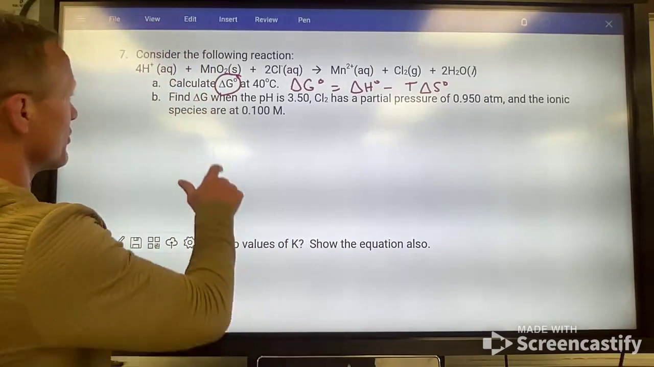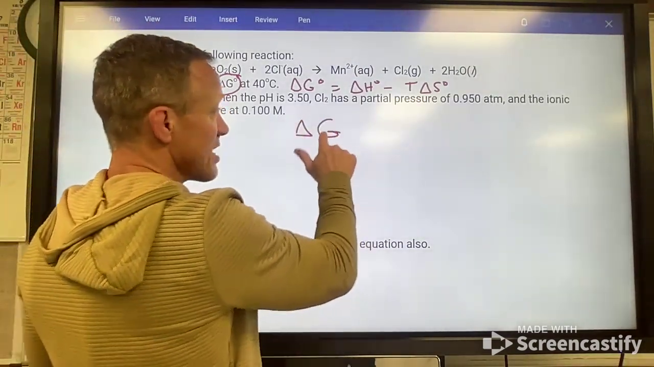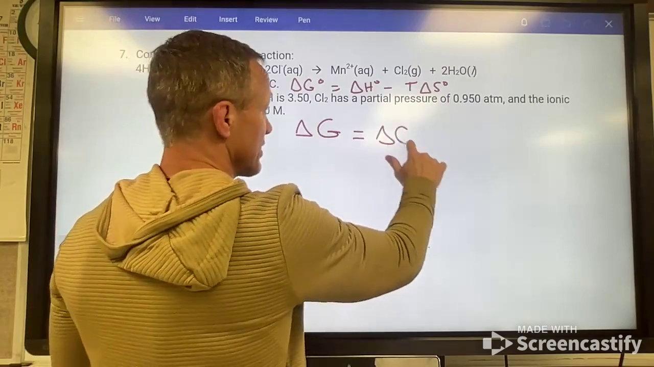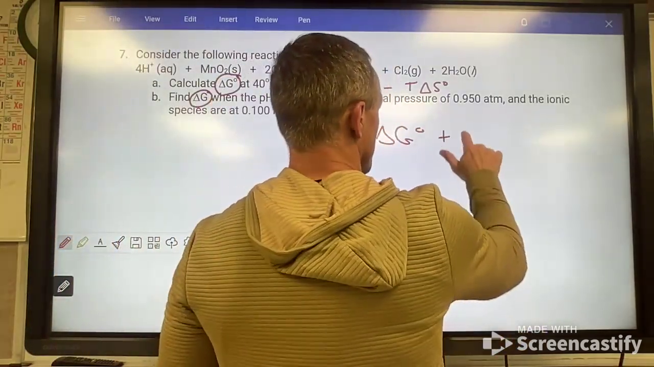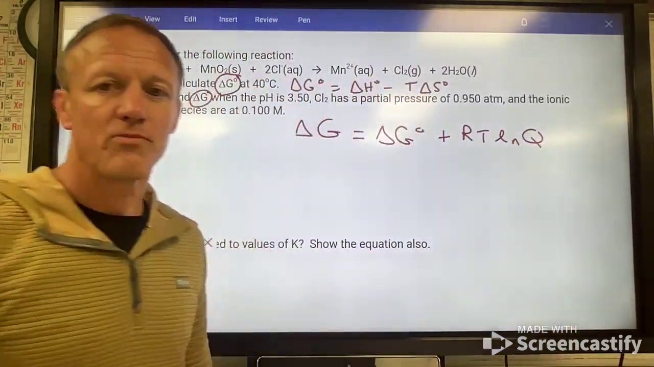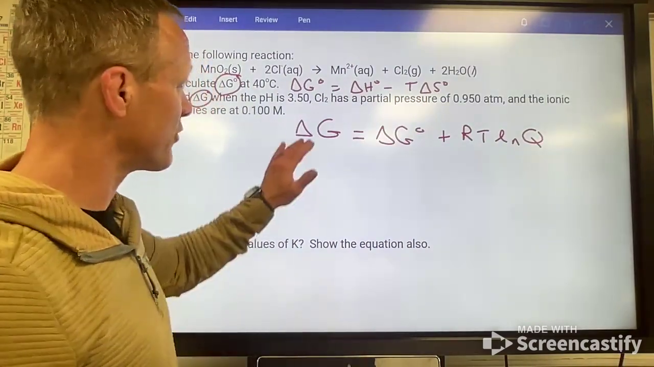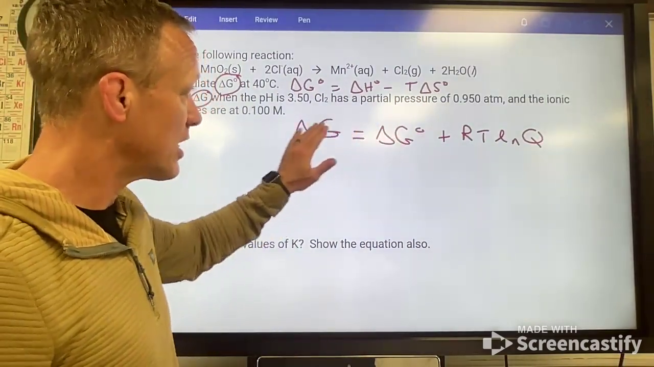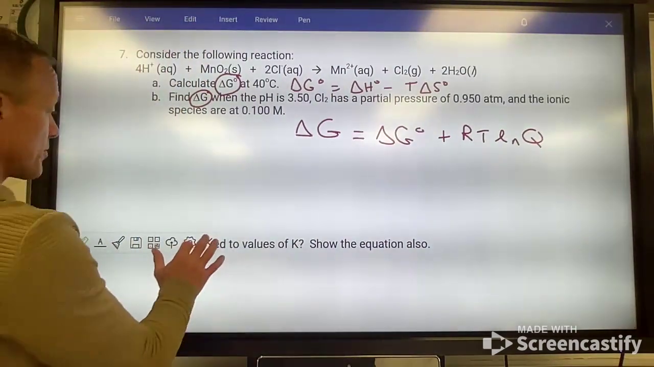So you could find delta G at different conditions. There is an equation. Delta G at non-standard conditions equals delta G at standard conditions plus RT ln Q. We're not going to use that equation. We don't have to do this anymore. But I just want you to know there is a difference between standard conditions and non-standard conditions in these reactions.